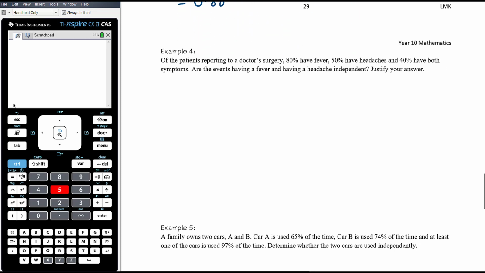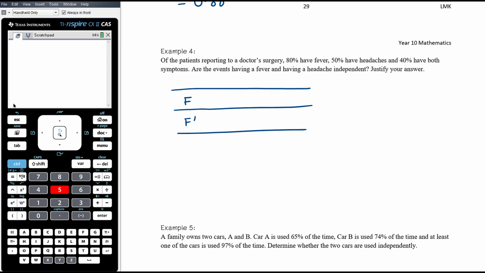Okay, example 4. Of the patients reporting to a doctor's surgery, 80% have fever, 50% have headaches, and 40% have both symptoms. Are the events having a fever and having a headache independent? Justify your answer. Okay, so again, we want to organise our information so that we can then calculate the relevant probabilities to determine whether or not we have independence. Okay. Alright, so we essentially have a patient can have fever or not fever. Now we could use a Venn diagram as well. I prefer the probability table or Karnaugh map just because it allows me room for the totals, and I've been given some totals here, which is why I went with this.